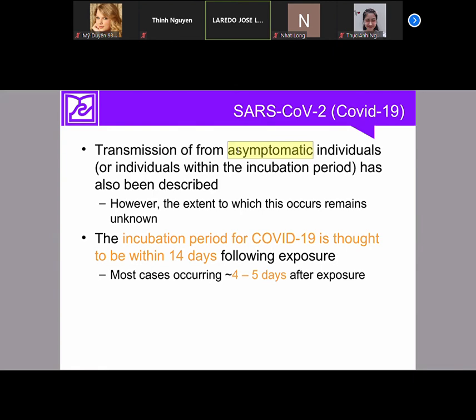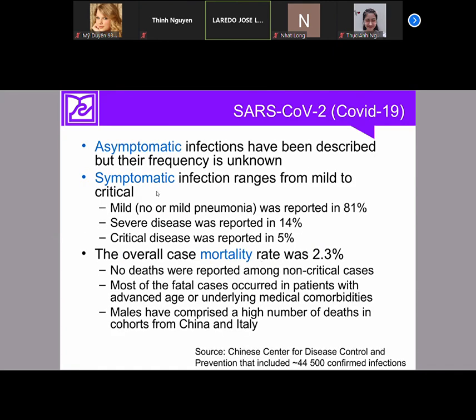This is one of the reasons, maybe the most important reason, why the epidemic has become a pandemic, because the spread from asymptomatic people has been very easy. This is the problem that we have now, and we don't know very much about this yet. It seems that the incubation period of the disease is up to 14 days, but people usually have incubation periods of 4 to 5 days. This is the usual incubation period. And many cases are asymptomatic.